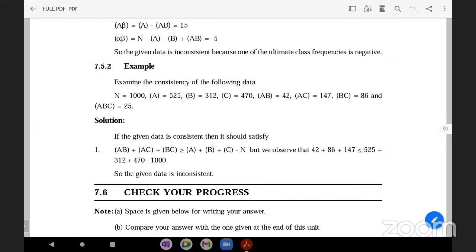So the data seems to show that the consistency condition holds. But observe that 42 plus 86 plus 147 is clearly less than or equal to 527 minus N, so from the above condition it fails. Hence the data is inconsistent. Simply we substitute into AB plus AC plus BC greater than or equal to A plus B plus C minus N or not. It fails, so it is clearly inconsistent. This is our overall idea.